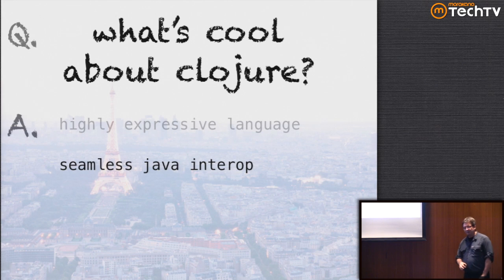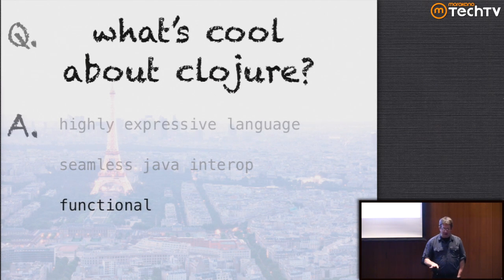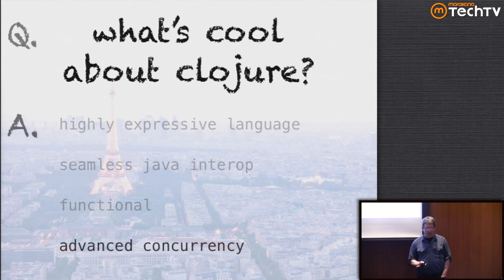Really super expressive language once you get used to reading the syntax, and it really doesn't take much time at all. Really good seamless Java interop. That's one of the goals of Clojure: really, really good Java interop. Heavily functional, of course, and a really advanced concurrency story.